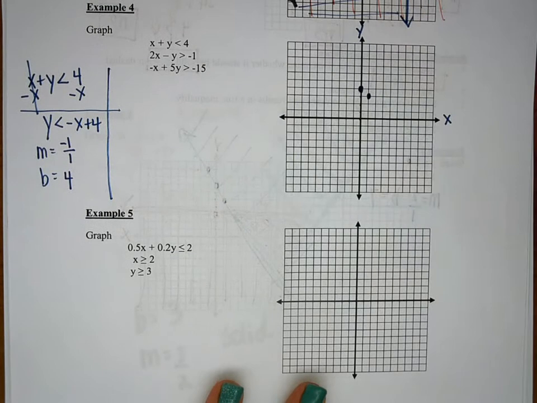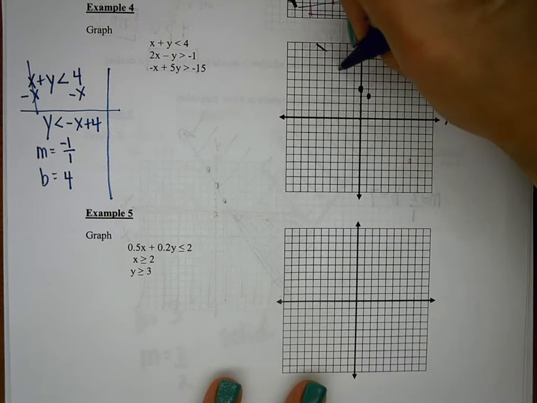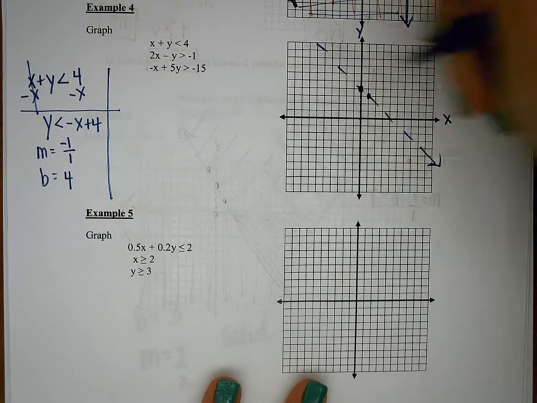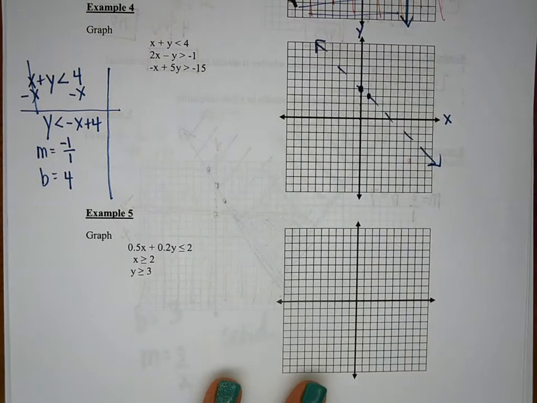Is this line going to be solid or dashed? Very good. Shading. Less than. Which way? Down. Very good.